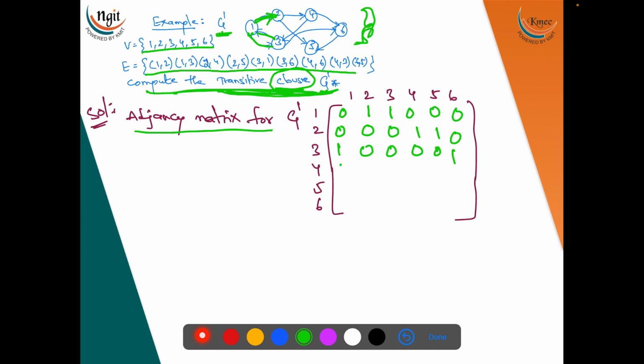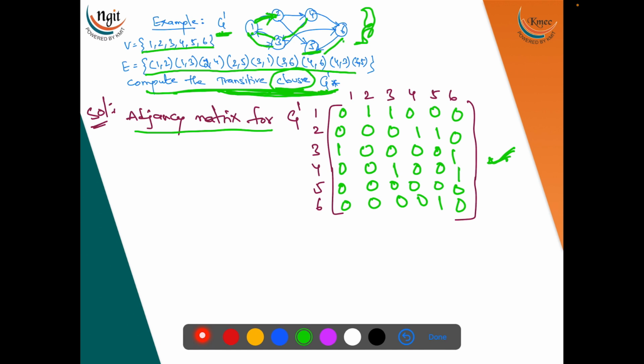Now you can find the same for the others. Can you see any edge from 4 to 1? No. 4 to 2? No. 4 to 3? Yes, there is an edge from 4 to 3. And 4 to 4? 0. 4 to 5? 0. 4 to 6? 1. And 5 to 1? 0. 5 to 2? 0. There is no edge from vertex 5, so I am making all the values 0. And 6 is the same, only it has an edge from 6 to 5, so the remaining are all zeros. So this is the adjacency matrix of this G dash graph.